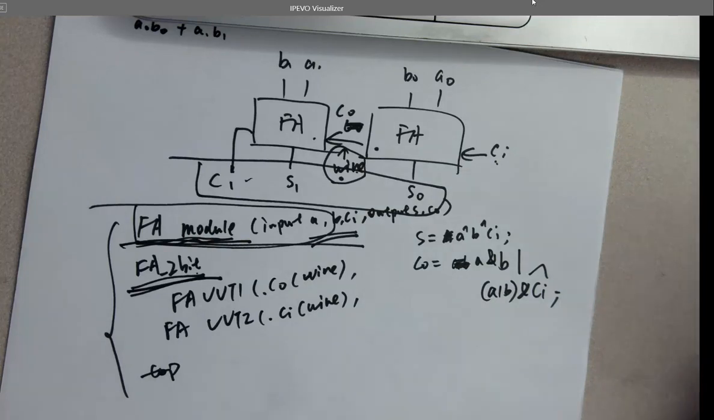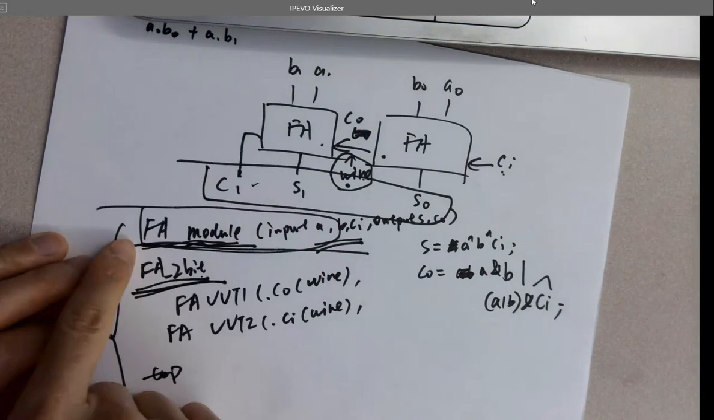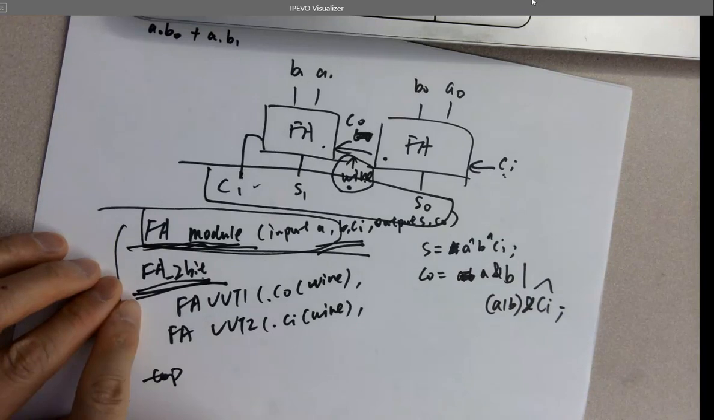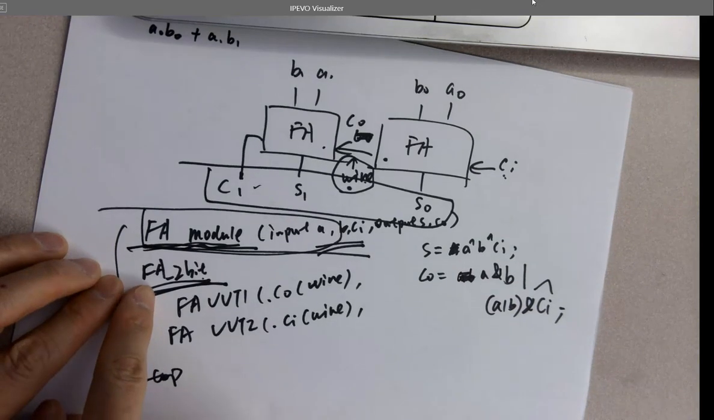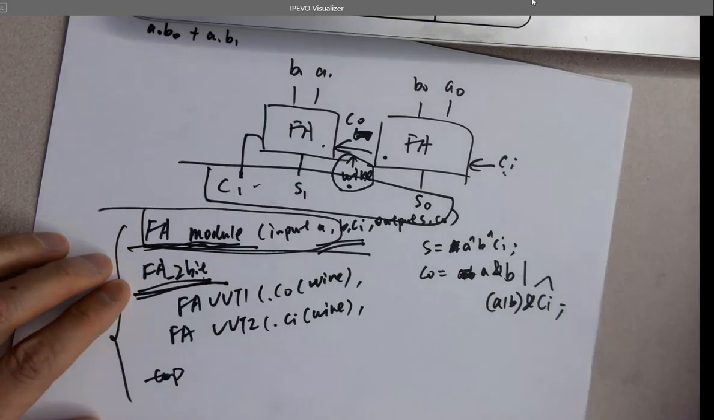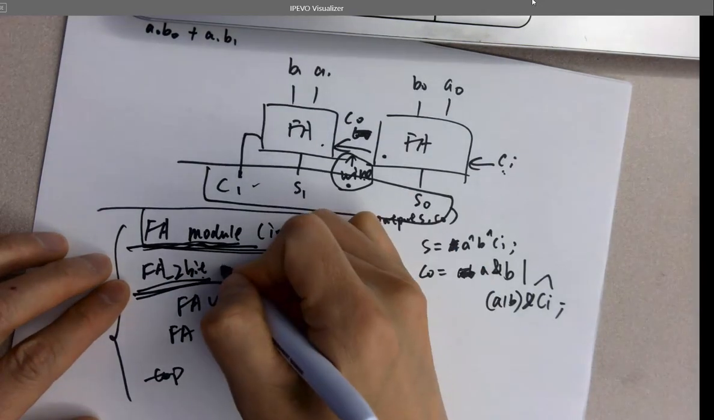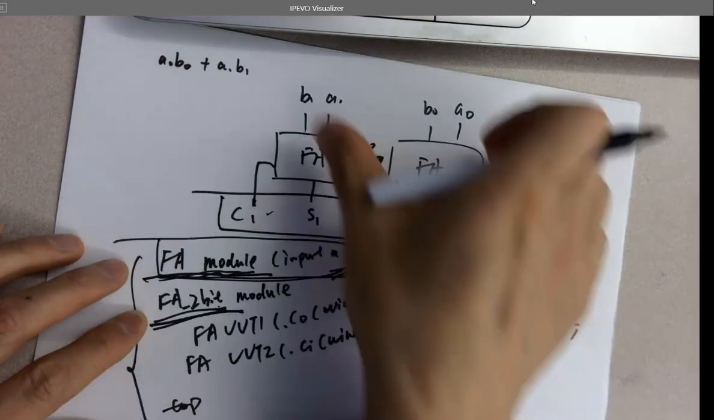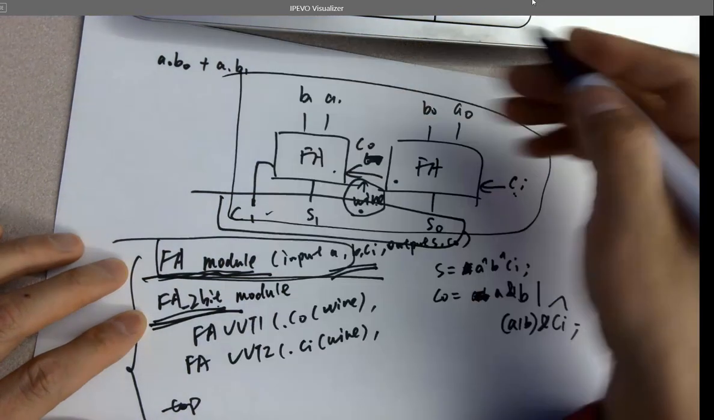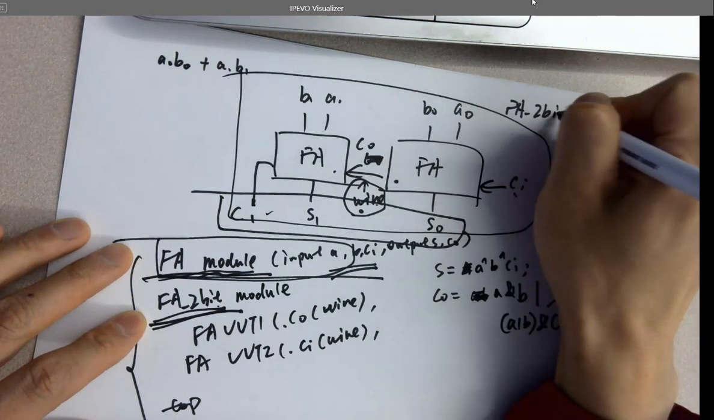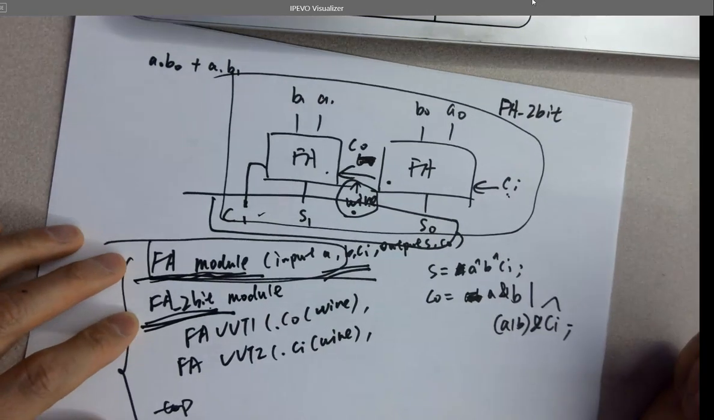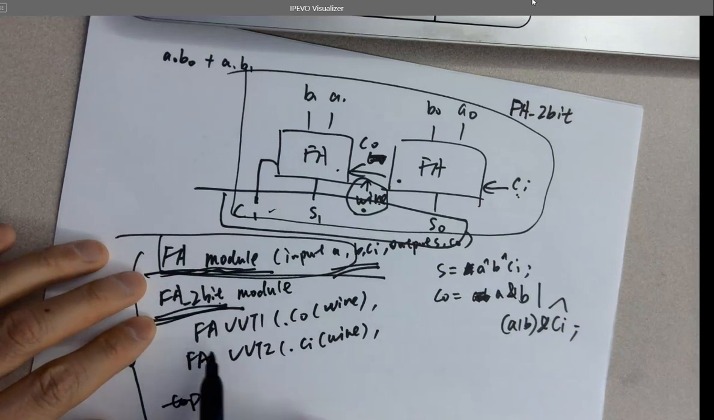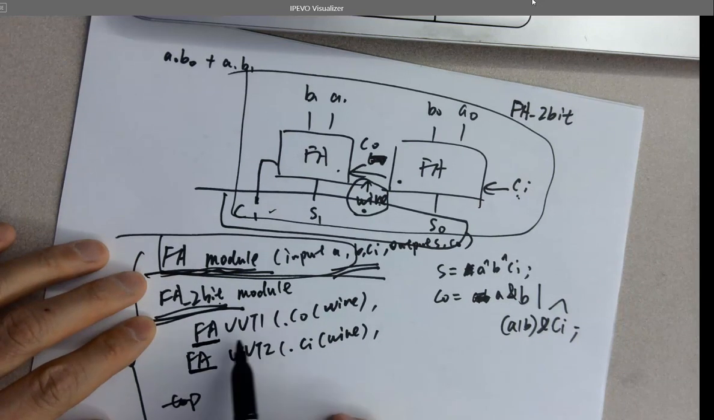Then you can have a top module, and in the top module you could have another one, right? You can call it FA 2-bit. So you are just having 2 FAs in one bigger module here. You call it FA 2-bit. So in the FA 2-bit module, you include FA twice, and each time you rename it.